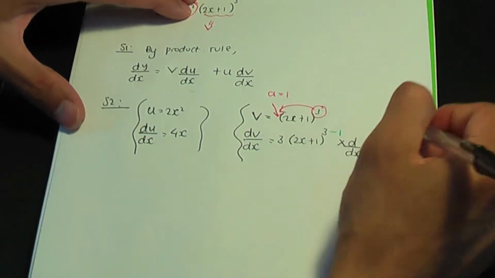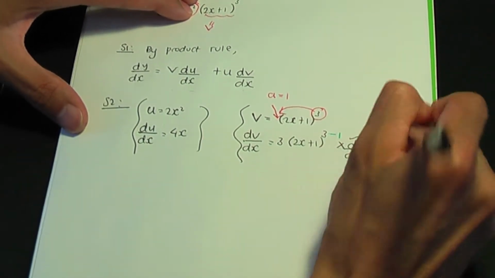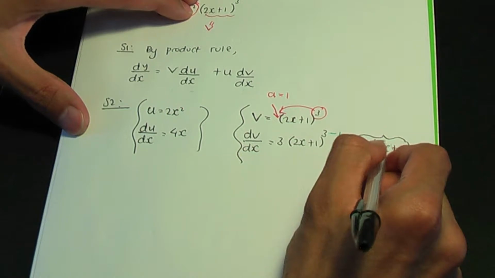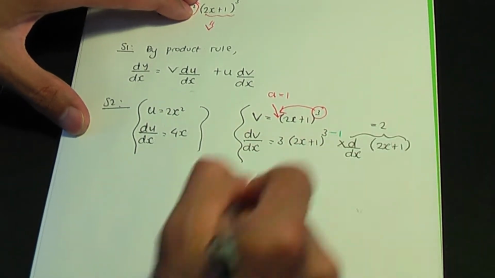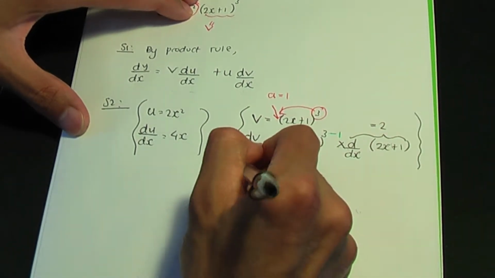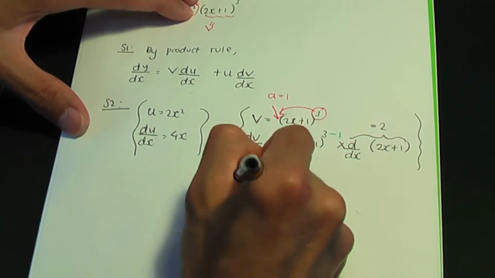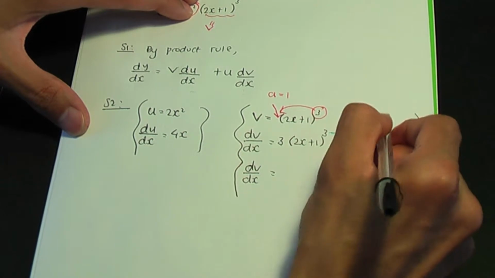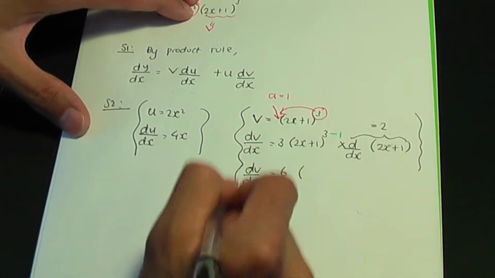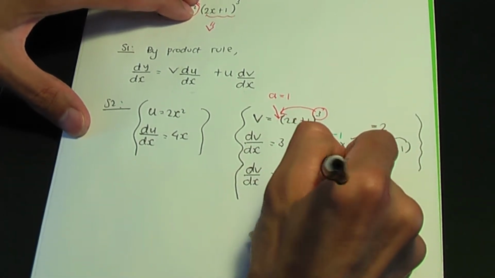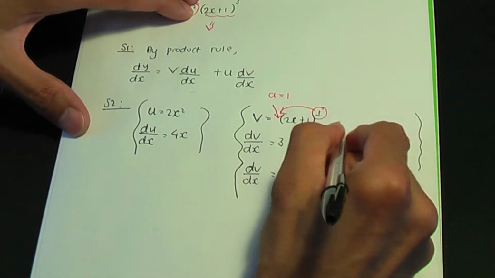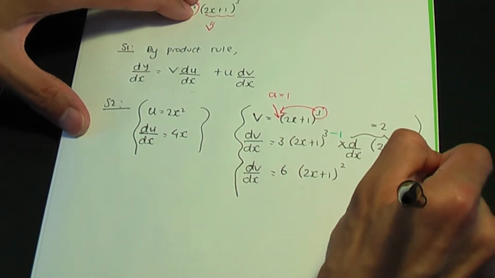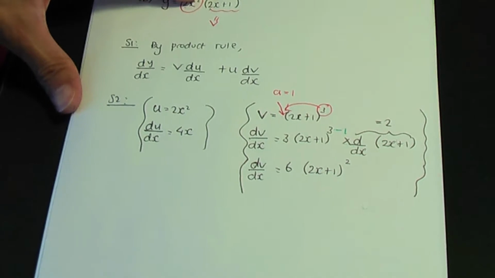Okay? So if I simplify, d by dx of 2x plus 1 is simply 2. So further to that, dv over dx, if we simplify further, 3 times the 2 is 6 into 2x plus 1, and 3 minus 1 is 2. Okay?